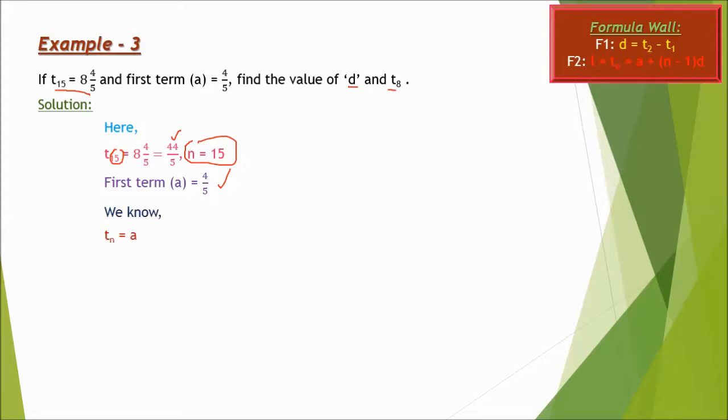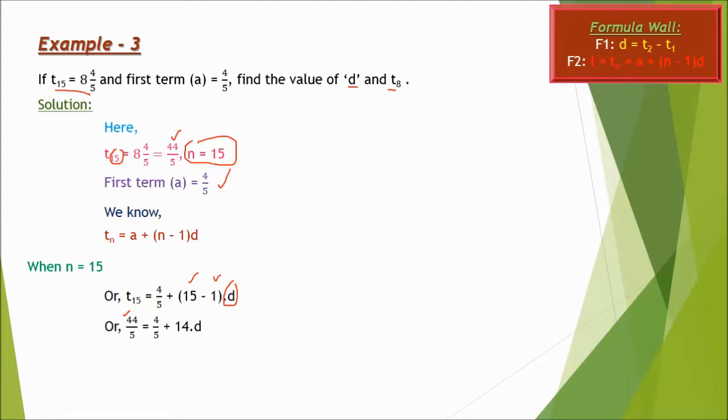Now we know Tn is equal to a plus (n minus 1)d. That is our formula to find the general term. Now when n is equal to 15, n will be replaced by 15, and a will be replaced by 4 by 5. We don't have the value of d, so d is written as it is. And we can see T15 is 44 by 5. That is 4 by 5, the value of a, plus 14d.